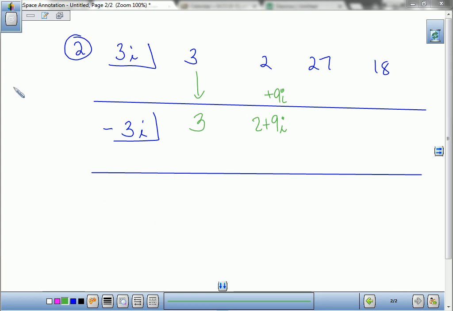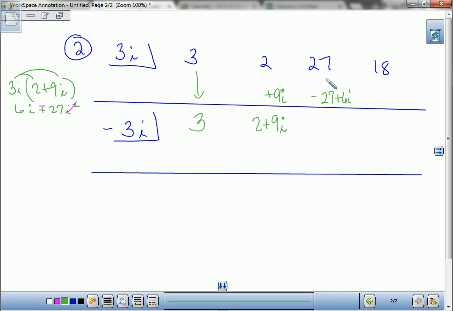And then we're going to multiply. Well, I need to show my work so I don't get confused. So I'm going to put it over here to the side. So I'm going to show that I am multiplying 3i times 2 plus 9i. And that craziness gives me 6i plus 27i squared. But what does the i squared do to that? Good. So this gives me a negative 27 plus 6i.